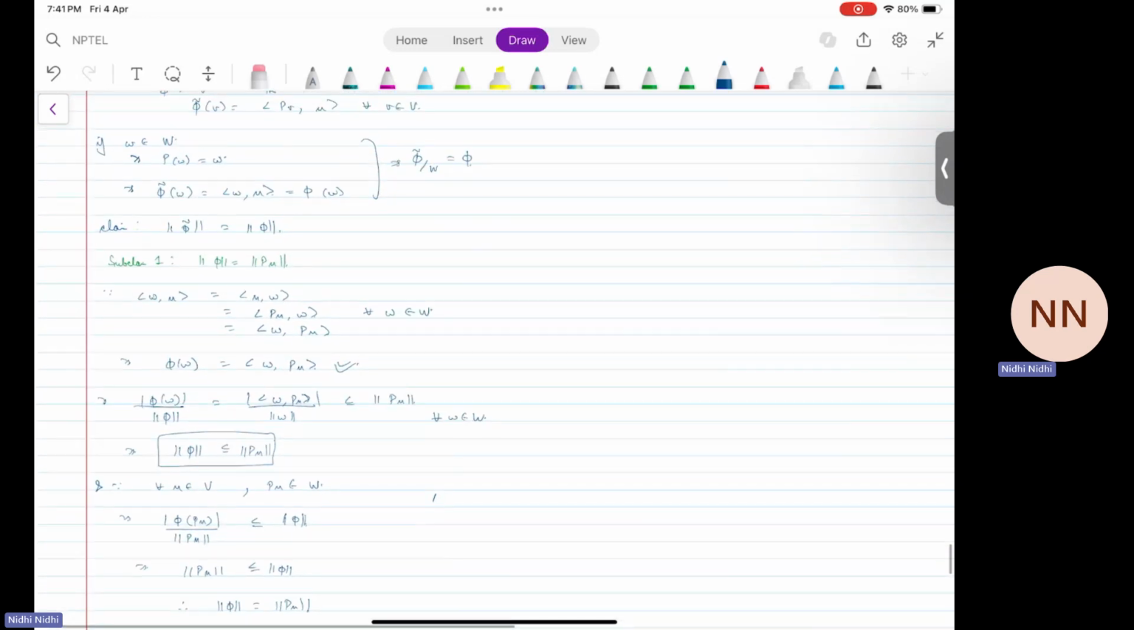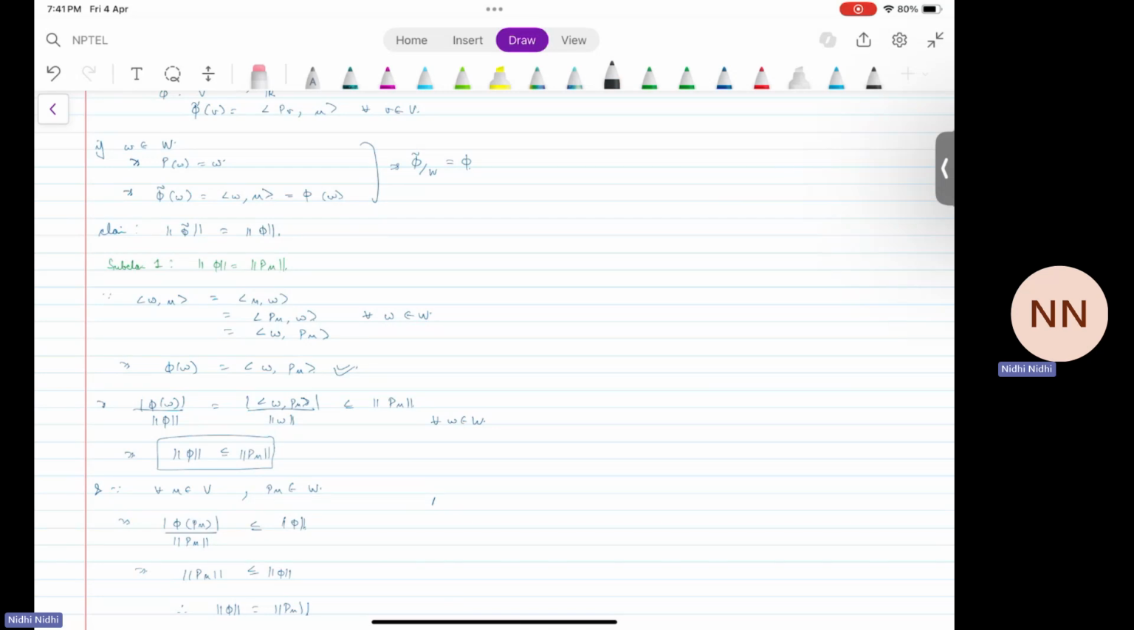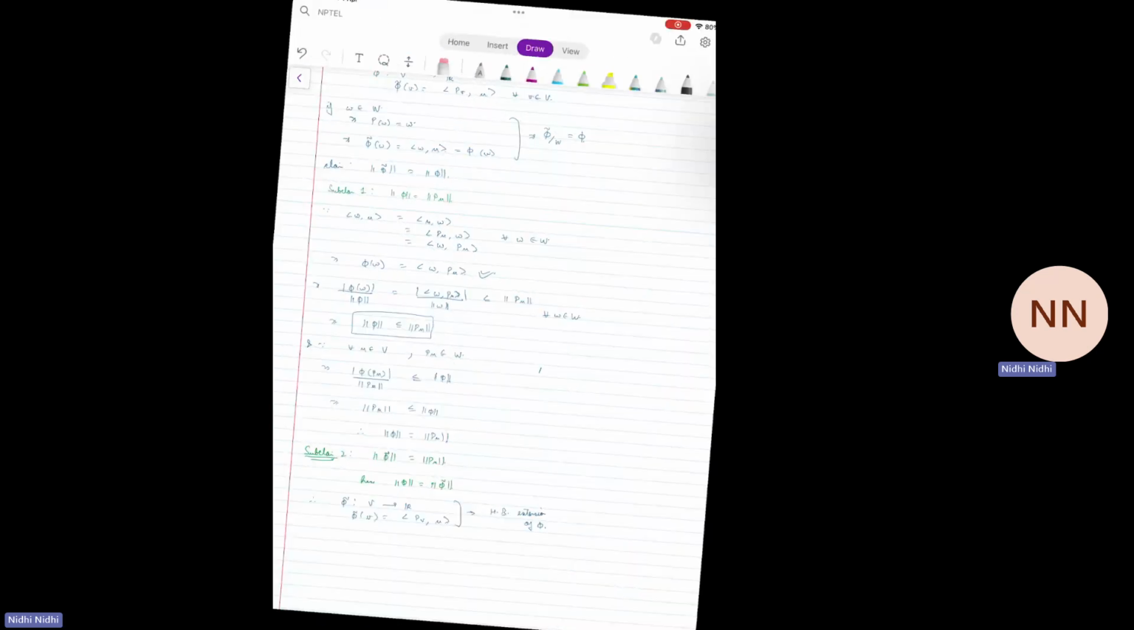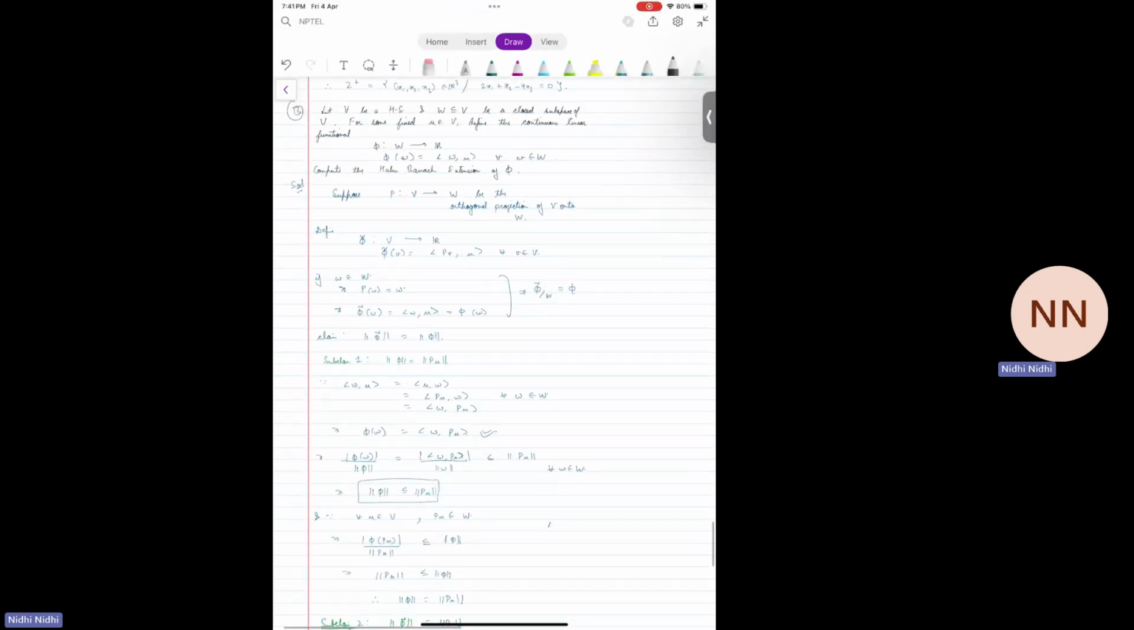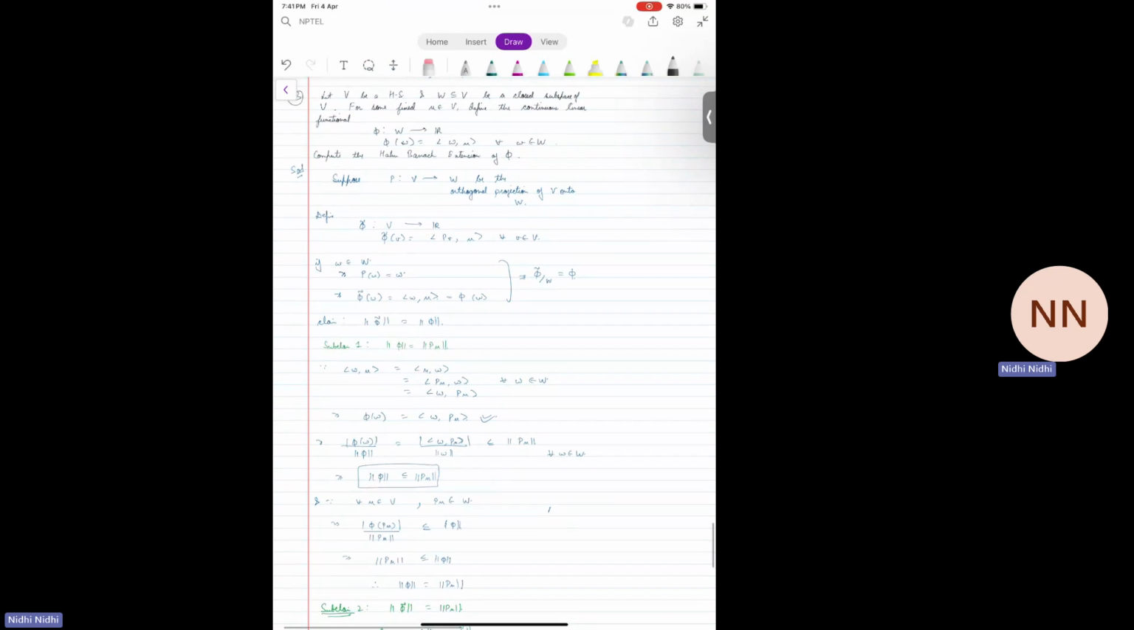I hope this solution is fine. If you have any doubt, you can ask. So yeah, we have used the orthogonal projection in order to find the Hahn-Banach extension of a bounded linear functional defined on the space W.